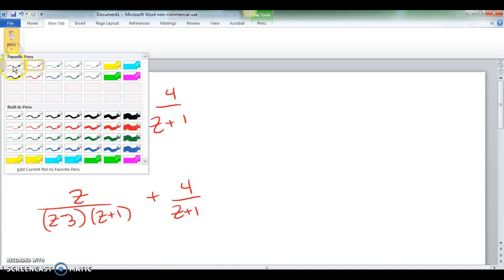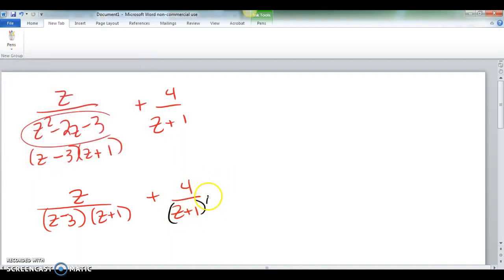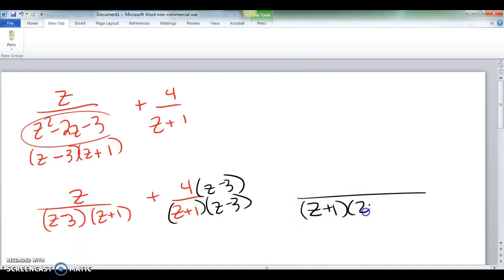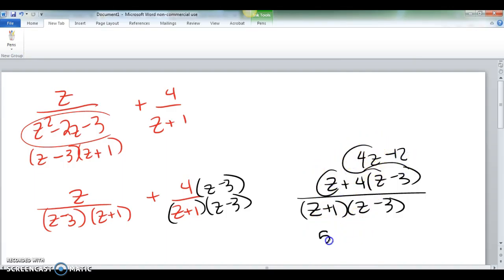So now we need the same denominator. So we're going to multiply this one by z minus 3, and we're going to do it to the top and to the bottom. Now that the denominators are the same, we're going to write that denominator, and we have our numerators on top, z plus 4(z minus 3). Now we can't cancel these out because of the plus sign, so what we do instead is distribute. We get 4z minus 12. 4z and z make 5z minus 12, and then you put it over your denominator, (z plus 1)(z minus 3). So this is our final answer.